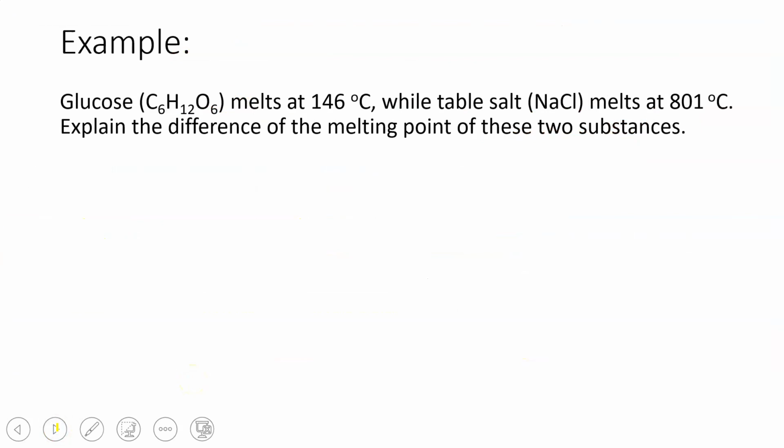We got an example question here. Glucose, C6H12O6, melts at 146 degrees Celsius. While table salt, NaCl, melts at 801 degrees Celsius. Glucose is a covalent compound. It says to explain the difference in the melting point of these two substances. So why is it that it takes so much more heat to melt table salt? See if you can answer it, and let's walk through it together. Pause the video if you need to.